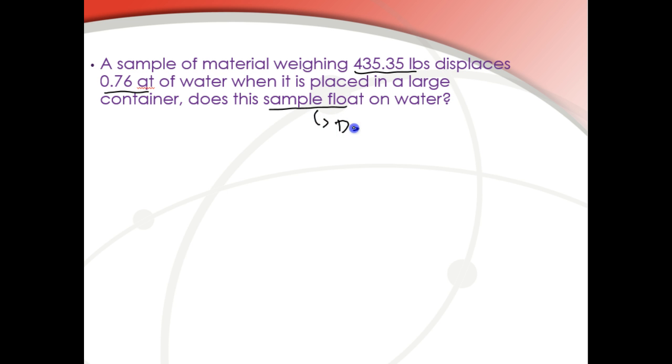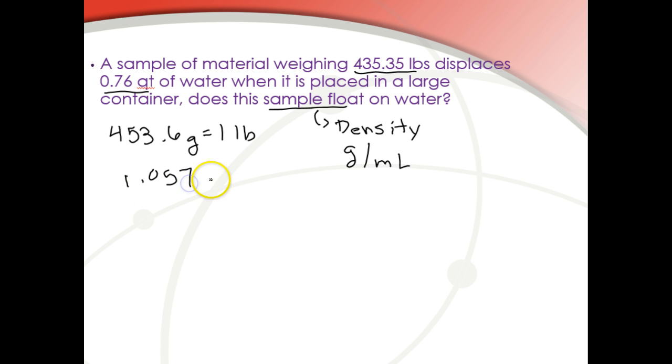So I look at the question and evaluate it. This is what I need: a density. The next step is to see what units I need for that, and that is grams per milliliter, or grams per centimeter cubed. But I'm not given that. I'm given pounds and quarts. So the conversion factors I need are 453.6 grams in a pound, and 1.057 quarts to a liter, and I can figure out volume from there. So we have to do these conversions.